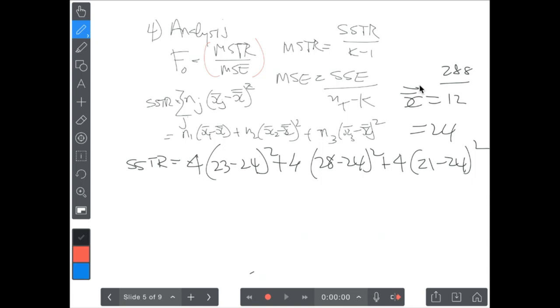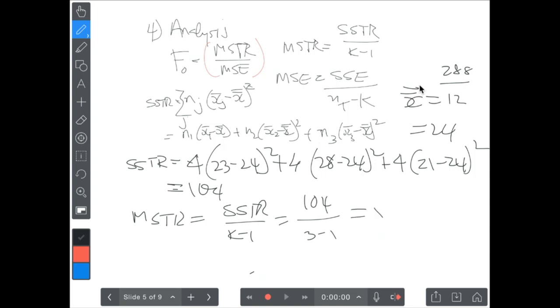When we compute this, this turns out to be 104. So therefore MSTR, which we know is equal to SSTR over K minus 1, is equal to 104 divided by K, which is 3, minus 1. That gives us 52. So that's our MSTR right there. Now let's move to SSE and MSE. Let's find those.